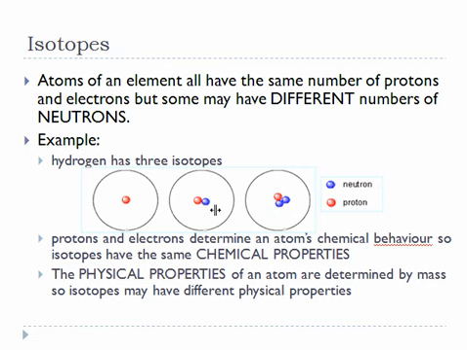So their masses are going to be different. This one will have an atomic mass of 1, this one an atomic mass of 2, and this third one an atomic mass of 3. But because they each still have 1 proton, or 1 red dot, it's still hydrogen. Think of it like twins or triplets, in this case triplets, where one or two of them are a little bit heavier than the other, but they're all genetically identical. That's how I look at an isotope. Because protons and electrons determine an atom's chemical behavior, isotopes will have the same chemical properties, but their physical properties are determined by mass, so isotopes may have different physical properties.